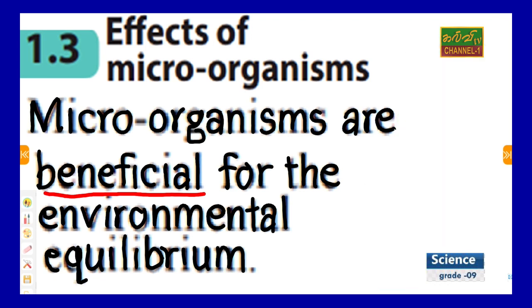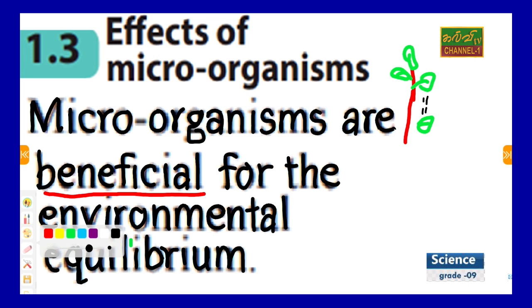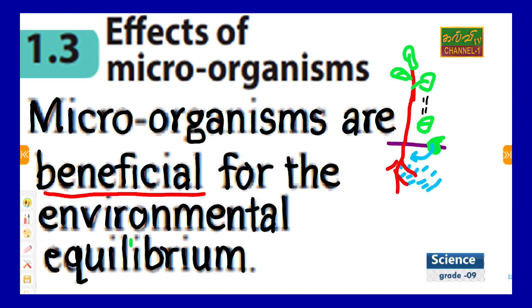Say for example, one plant. One leaf falls down. After that, what happens? It is going to decompose, because a leaf is a degradable substance. It is going to be converted into small particles. Then what happens? Those particles are absorbed by the plant.